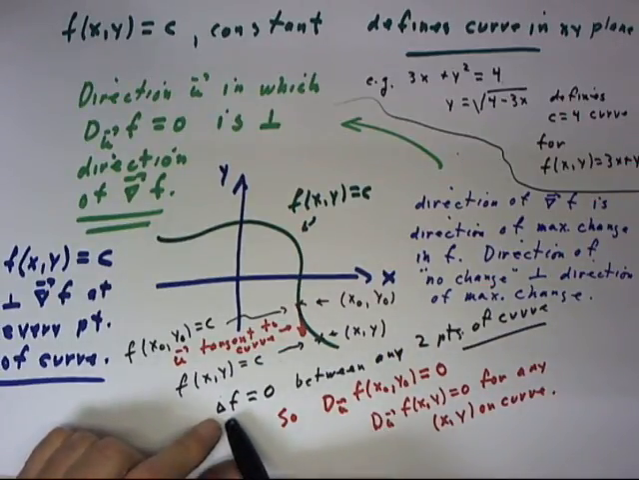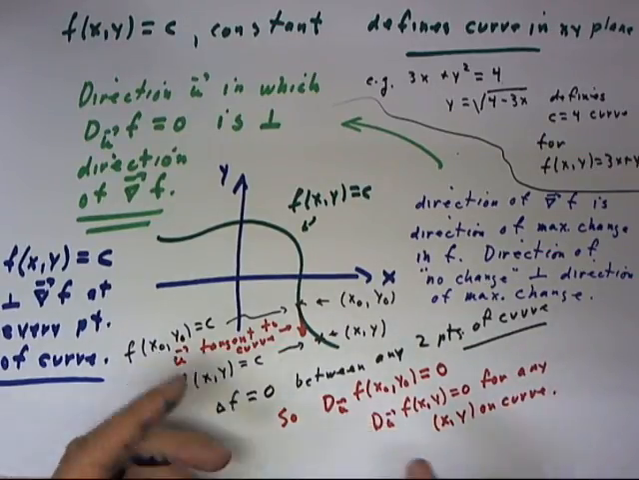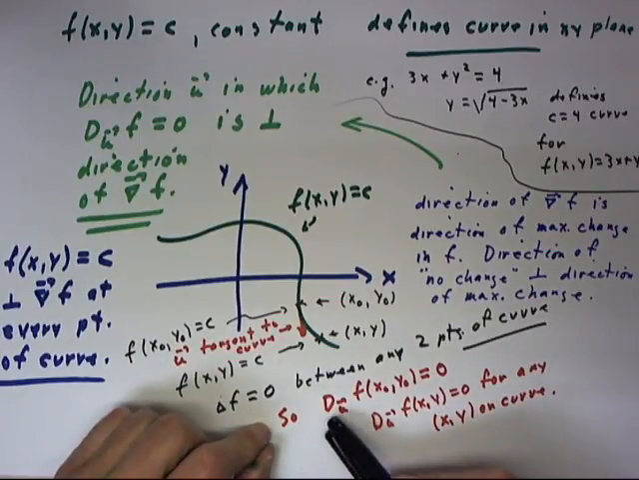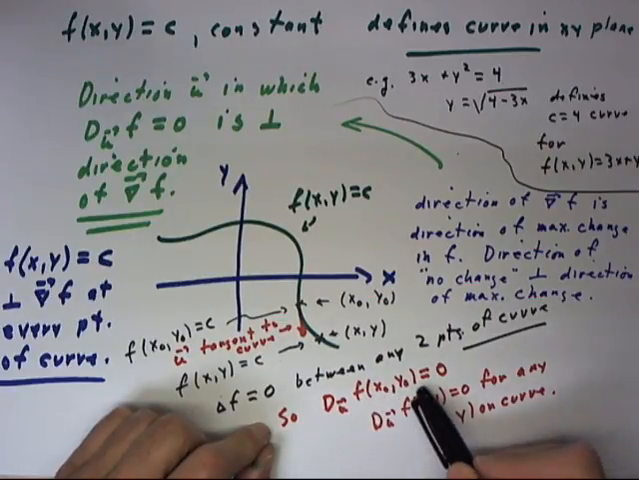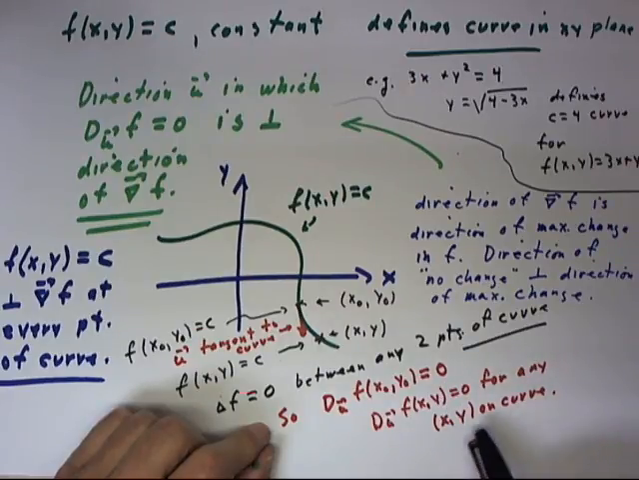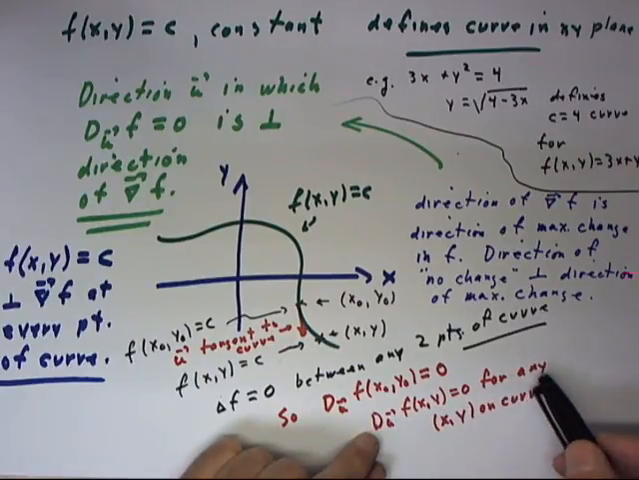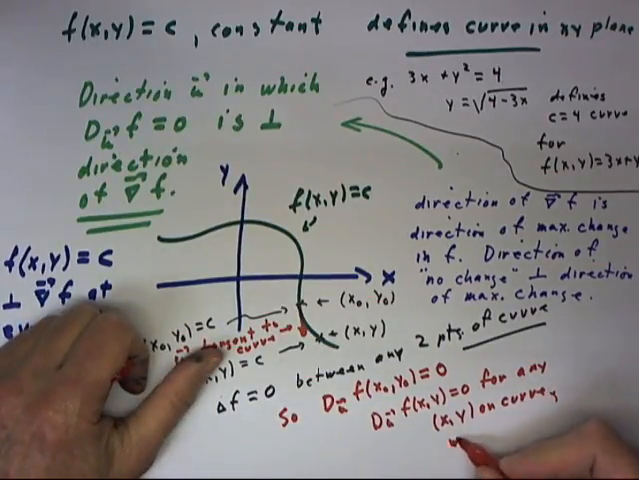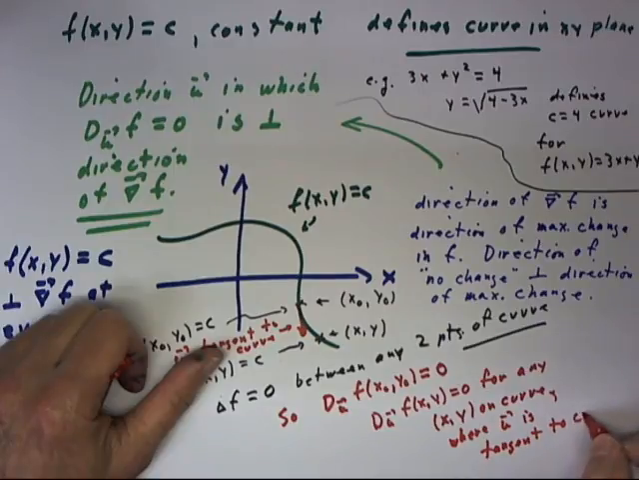And it follows then that the change in f being 0 between any 2 points of the curve, we're going to be able to conclude, and we're leaving out a few details at this point, that the directional derivative in the direction of u of the function f, when evaluated at x naught y naught, has to be 0. So the derivative in the direction u of f of xy is 0 for any xy on the curve. And I guess we should add, where u is tangent to the curve.